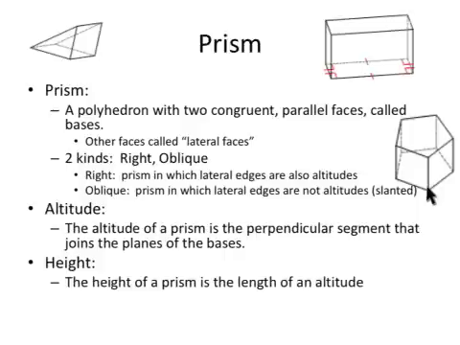Okay, so if we go back to our two kinds of prisms, a right prism is one in which the lateral edges are also altitudes, and an oblique prism is one in which the lateral edges are not altitudes, and that happens because it's slanted. So the height of a prism is the length of that altitude, okay? And remember that the altitude may be the length of that lateral edge if it's a right prism, and if it's not the length of that lateral edge, then it's not a right prism, okay?